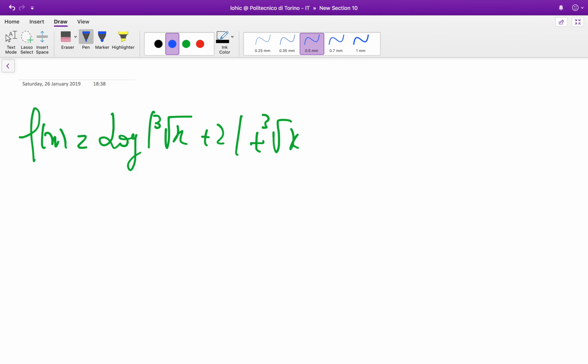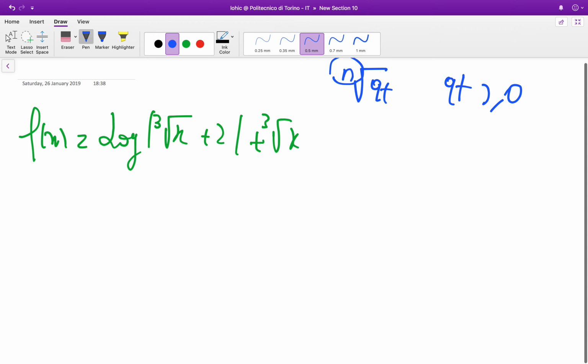Here, to get the domain, I remind you that there is no condition if I have the n-th root of a quantity and n is odd. I don't have to set the condition that the quantity should be greater or equal to 0, right? So when I have the cubic root of x, there is no condition on the argument of the cubic root. But I have the logarithm.